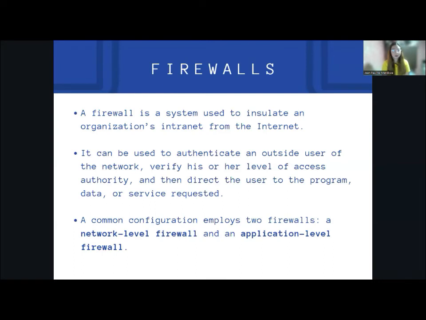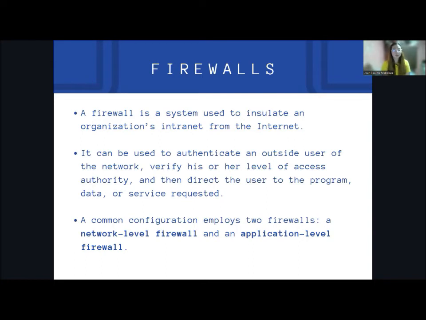A firewall is a system used to insulate an organization's intranet from the internet. It can be used to authenticate an outside user of the network, verify his or her level of access authority, and then direct the users to the program, data, or service requested. In addition to insulating the organization's network from external networks, firewalls can also be used to protect local area networks from unauthorized internal access. The common configurations employ two firewalls, a network level firewall and an application level firewall.